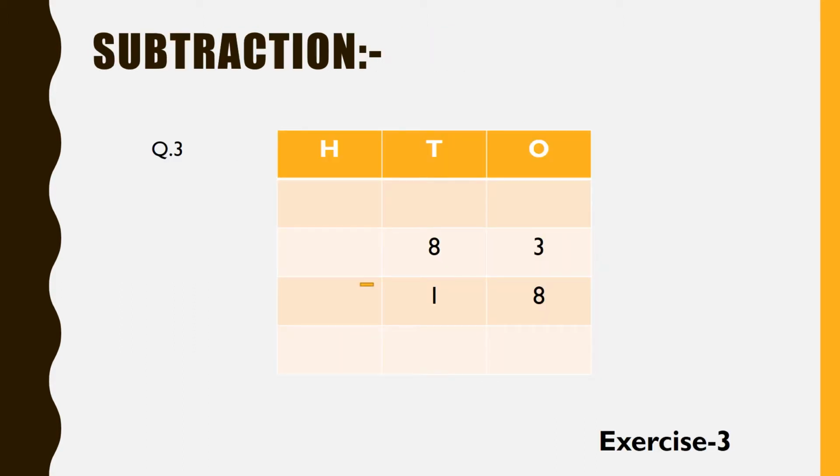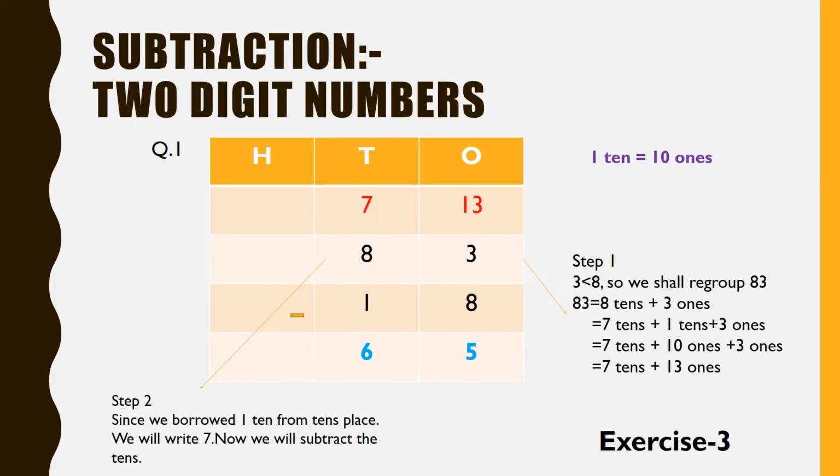On this slide, I have considered example number 3 from exercise 3 of the chapter subtraction, that is 83 minus 18. So let's see how to solve this example. We are going to see how exactly the subtraction of two-digit numbers is done. In the example 83 minus 18, first we have to observe the values at the ones place, that is 3 and 8.